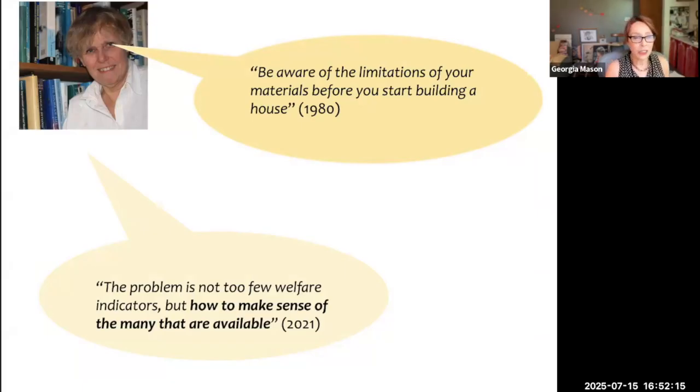I always thought this was a lovely phrase. And more recently, she said very astutely, the problem we face in welfare assessment is not that there aren't enough welfare indicators or that we still don't have ones that are good enough. We have many that are great. We just need to make clearer sense of the ones that we have available. And this has really been our mission in the book, and I hope it helps you in thinking about the welfare indicators that you work with.